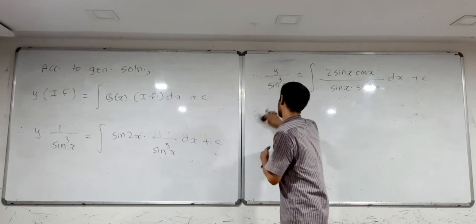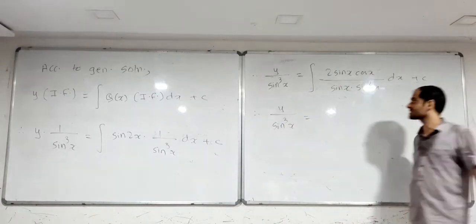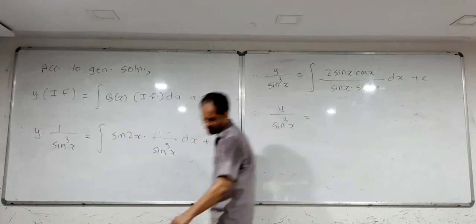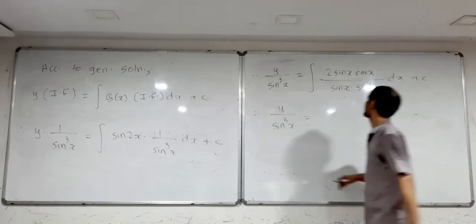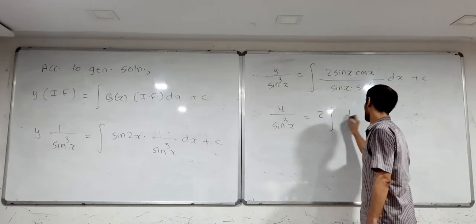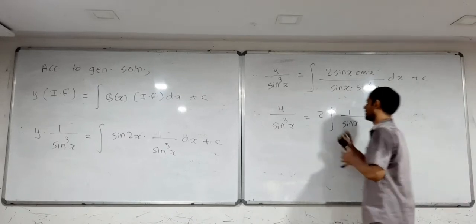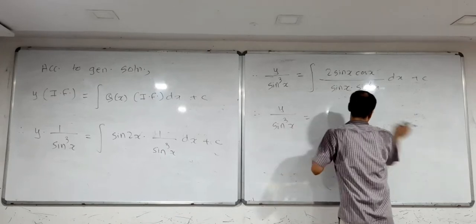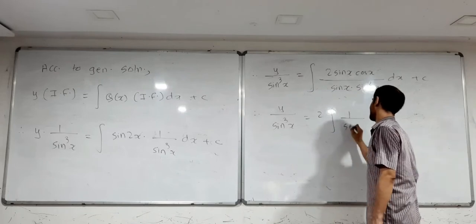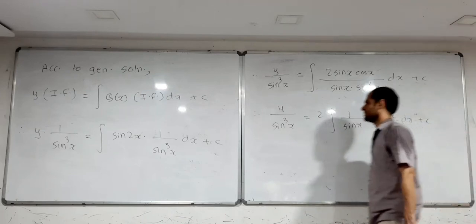y upon sin cube x I can write as y into cosec cube x. इंटीग्रेशन ऑफ, पीछे आंसर वाले से देख लेता हूं, directly cosec cube x नहीं, उन्होंने sin cube रखा है. 2 is a constant, 2 goes outside, sin x upon cos x cancel हो गया, can I write this as 1 upon sin x into cos x upon sin x. 2 constant बाहर, इंटीग्रेशन, एक sin x गया, cos x upon sin square x बचता है, can I write as 1 upon sin x into cos x upon sin x dx plus c, yes is perfectly ready.